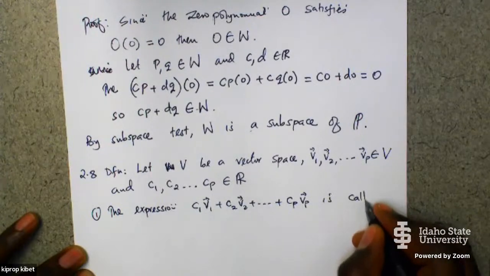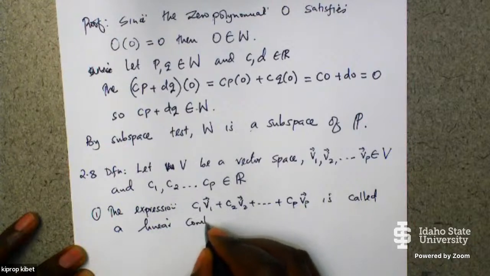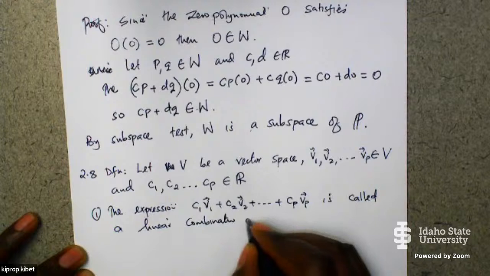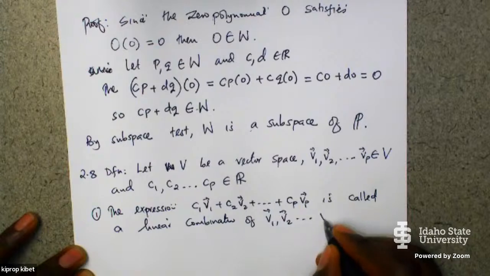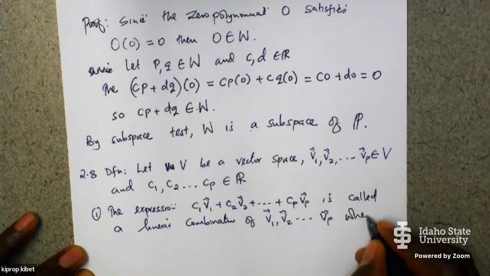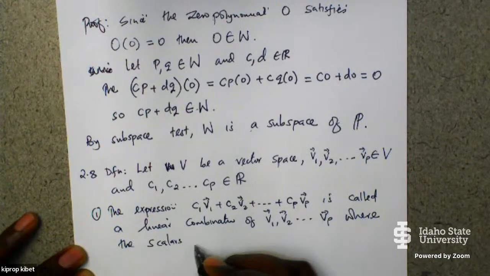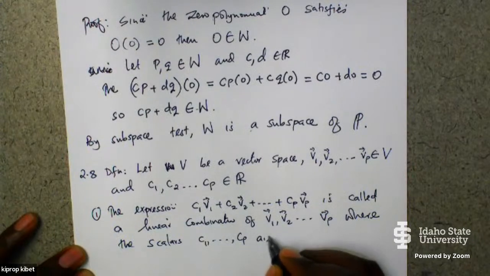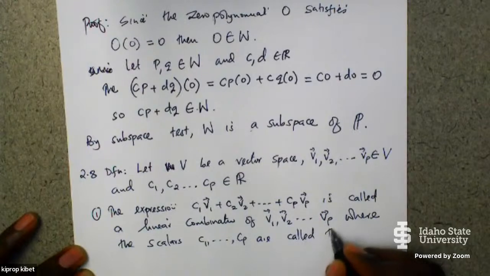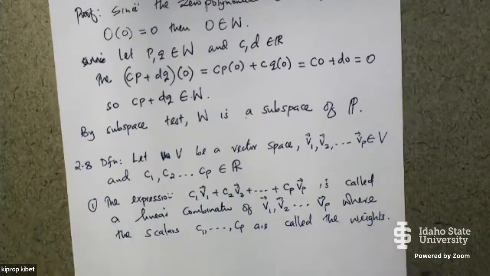is called a linear combination of V1, V2, all the way to VP, where the scalars C1 all the way to CP are called the weights.